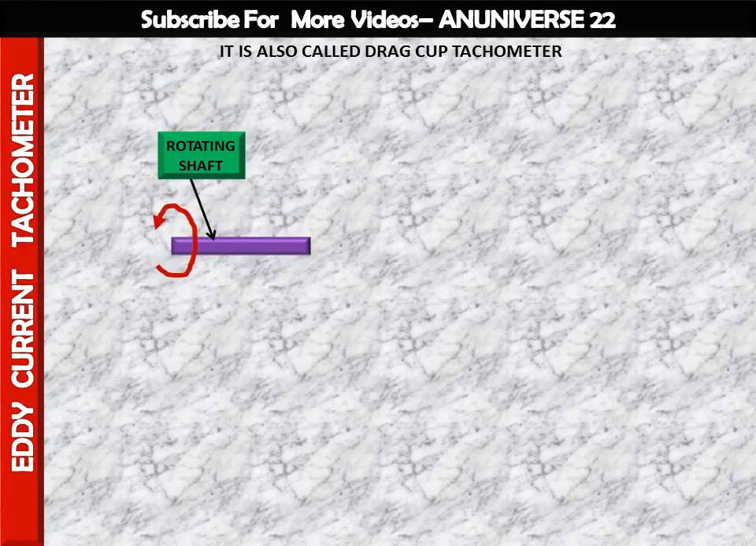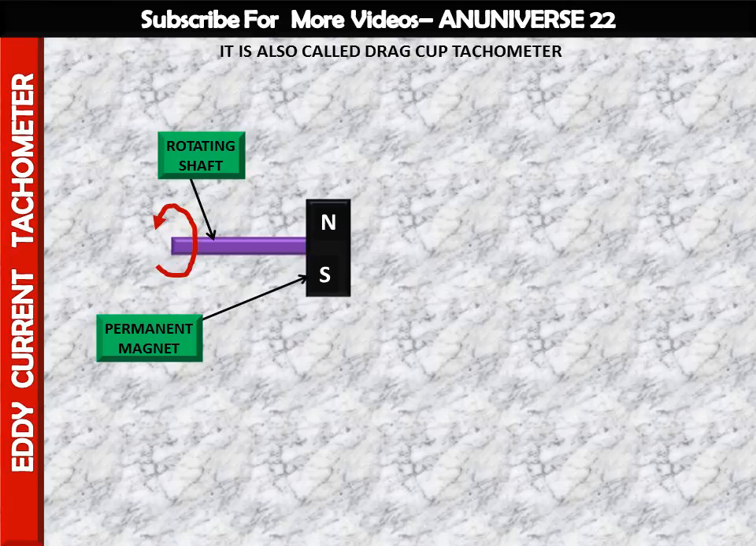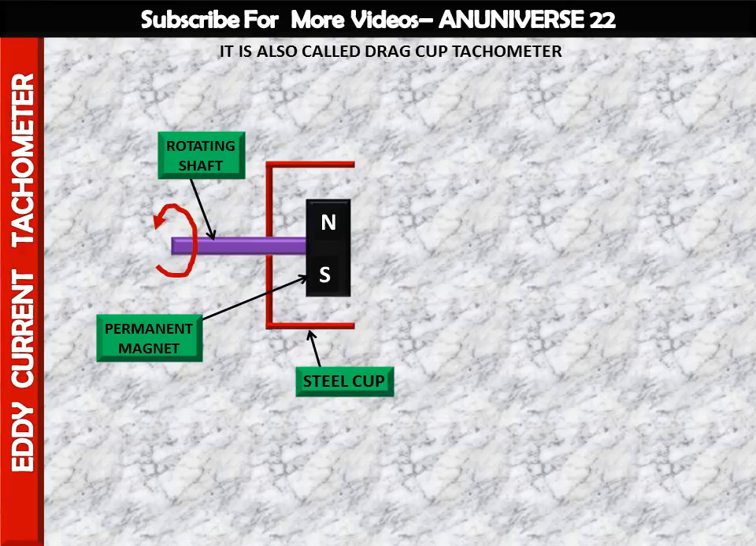This is the rotating shaft, and it is connected with the permanent magnet, which also rotates when the shaft rotates. It is also connected with a steel cup, or drag cup, that is close to the magnet. The eddy current produced by the rotating permanent magnet produces a torque which rotates the cup against the torque of a spring.